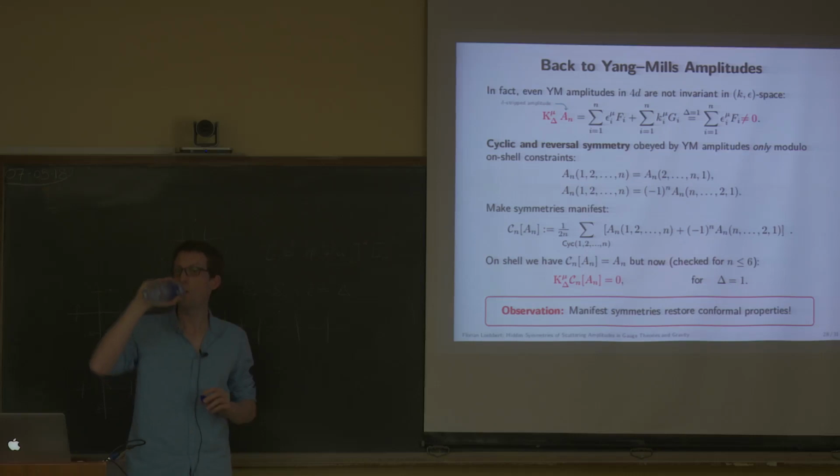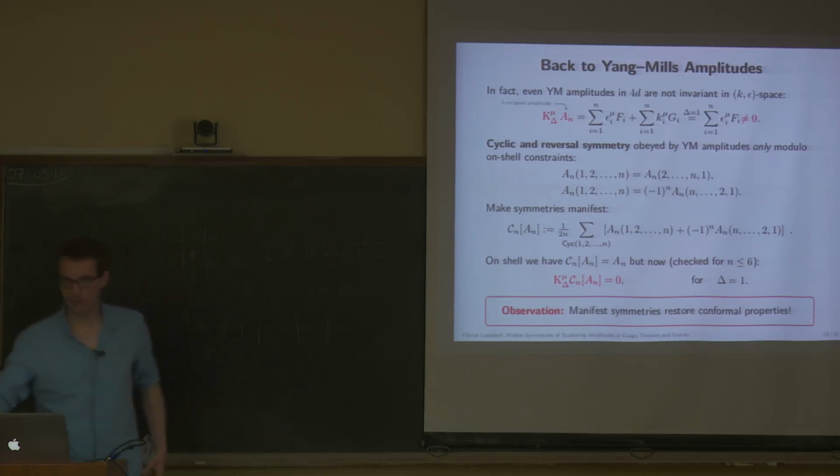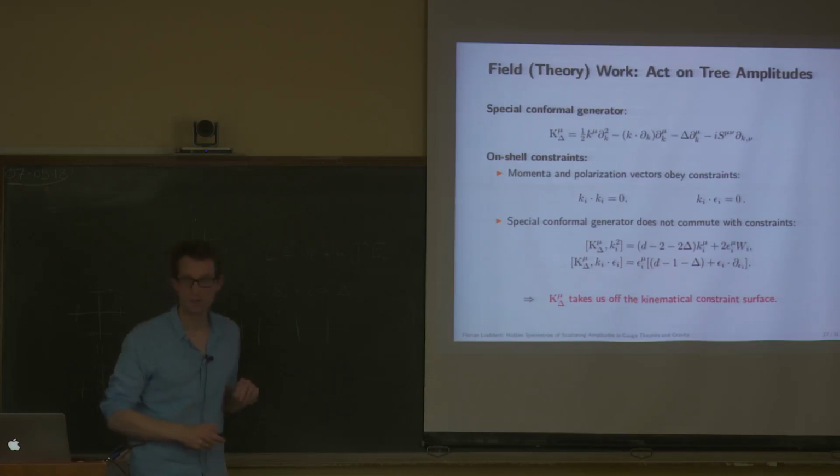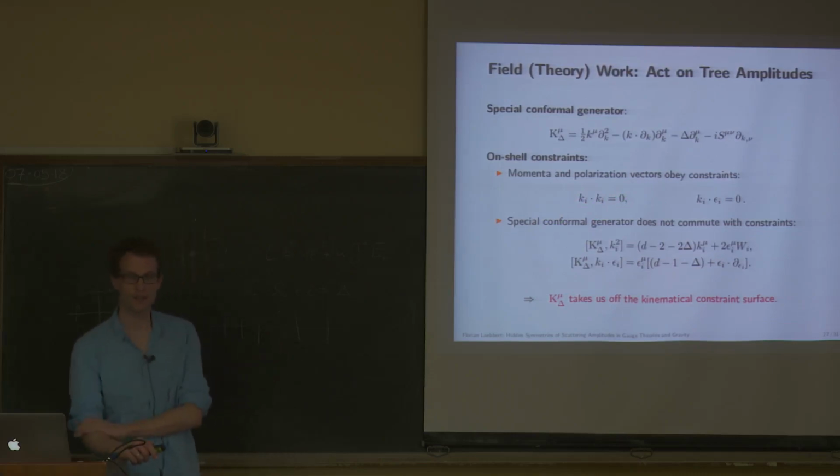Sure, but in 4 dimensions there wouldn't be any problem. In 4 dimensions, if I use k and epsilon, there would still be a problem. Why? How is the problem dependent on your choice? Because I have not resolved these constraints. Because my generator takes me off the constraint hypersurface. When you solve them also, then you should have seen this problem in some way. I don't understand. You're saying that if you solve the constraint, yes.